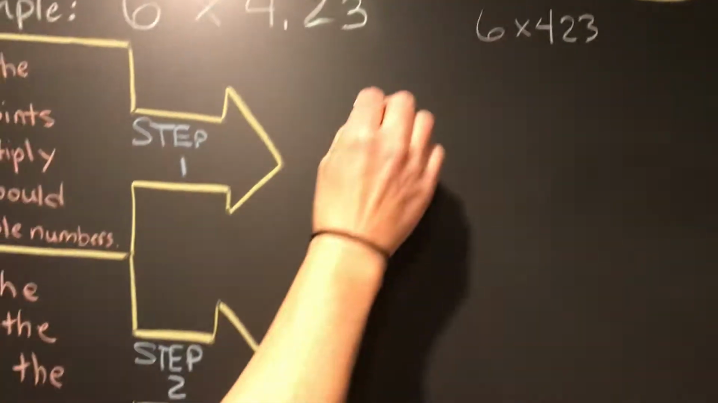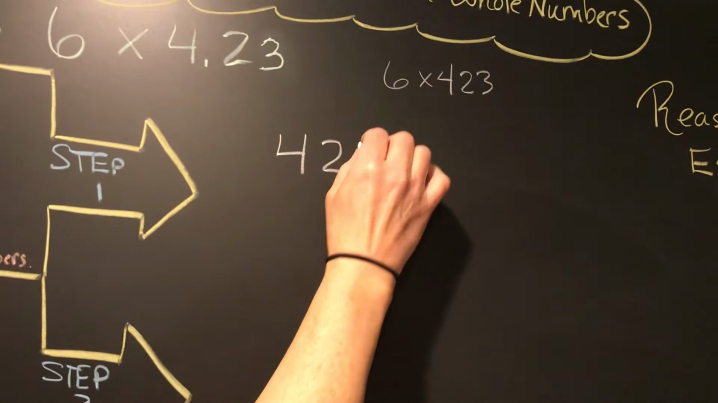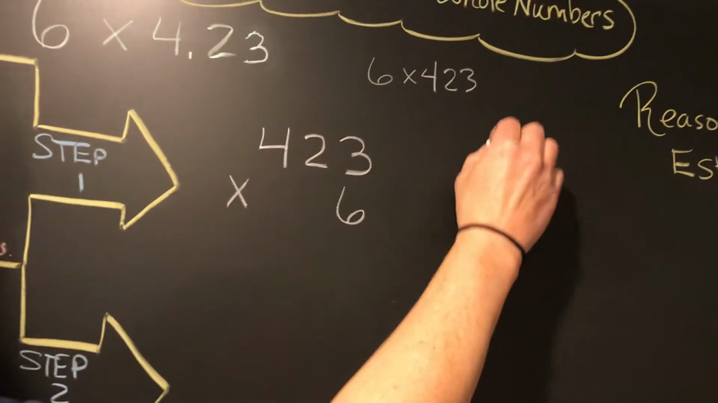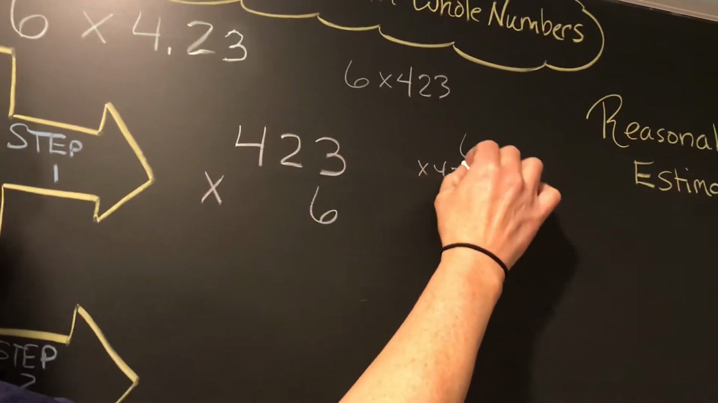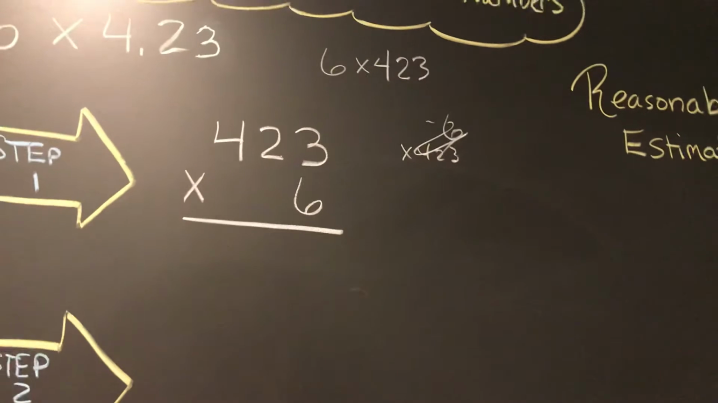We're going to stack it vertically. And of course 423 would go on the top times 6, because if you put it the other way, it just looks weird. We're not going to do it like that. And then we're just going to multiply it regular, as if they were whole numbers.